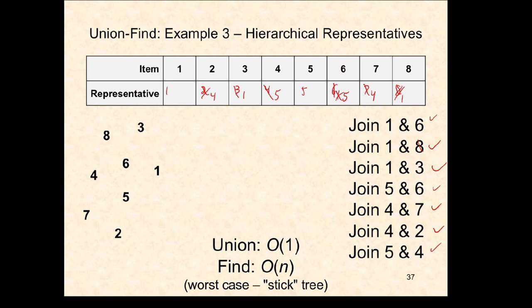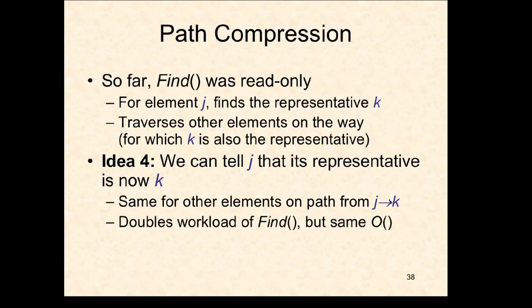If 8 says 7 and 7 says 6 and 6 says 2, etc., we can have a big stick for find on that, O of n. So we'd like to be better than that. So what we're going to do is make a change here. We're going to keep the old idea of I know someone who knows someone, but if we ever ask anyone who's your representative and they don't really know who the ultimate representative is, we're going to change it.